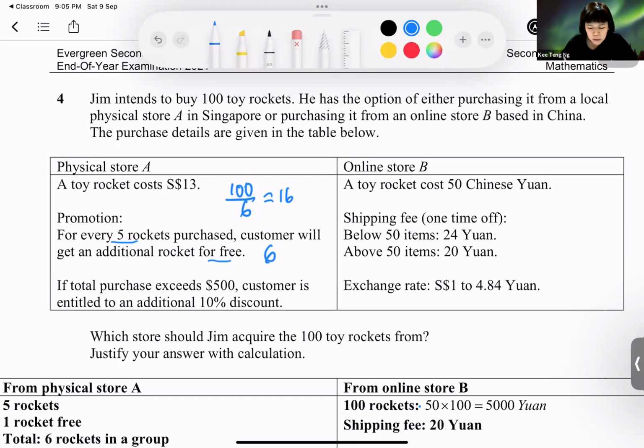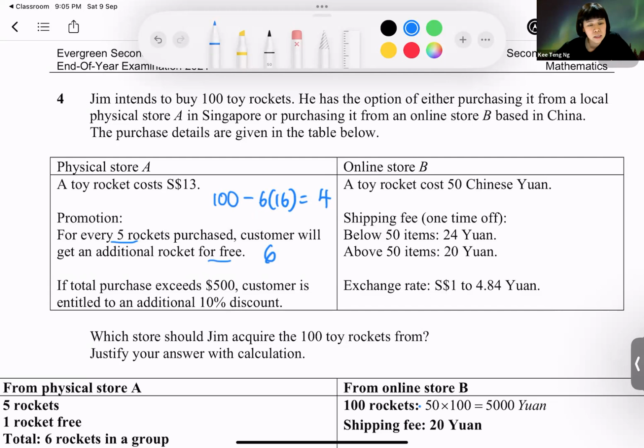So in this case, I probably need to calculate. I'll take 16 groups. So 100 rockets is what I want, and I minus away 6 times 16. Let's see how many extra rockets I need to buy. 6 times 16 gives me 96. 100 minus 96 gives me 4, so I need to buy an extra 4 rockets on their own.